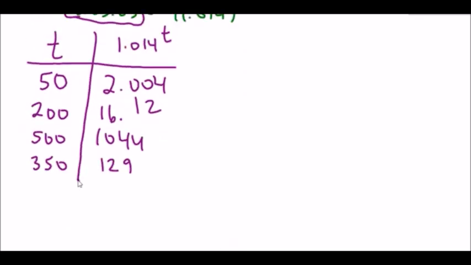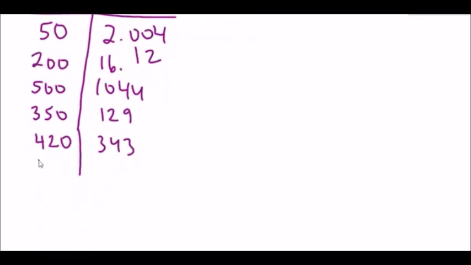Let's try 420. So 1.014 exponent. I get 343. That's too much. Remember, my goal is 203. So let's try 400 even. I don't know why I didn't try that. 1.014 to the 400. 260. That's too much. Still, let's try 380.